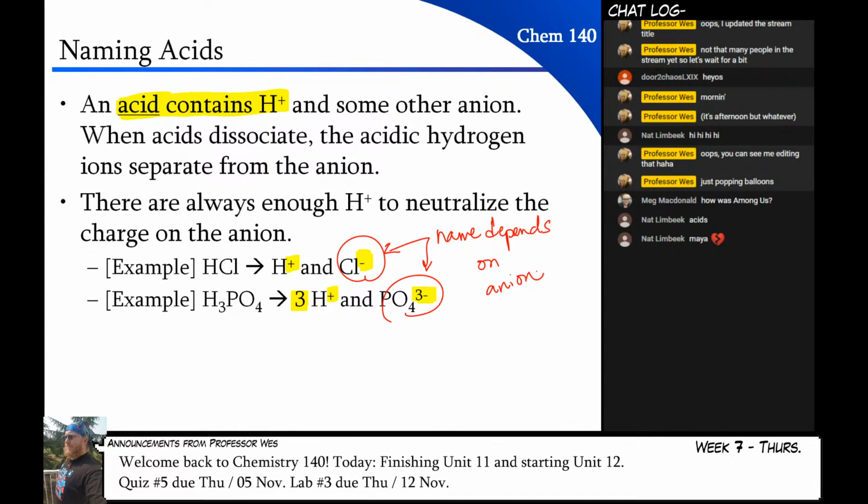Depending on what anion we have, we're going to pair it with H+, but depending on the name of the anion, we're going to determine the name of the acid that we are working with. There are 3 categories of acids, so we're going to look at the name of the anion, see which category the anion falls into, and then name the acid appropriately.